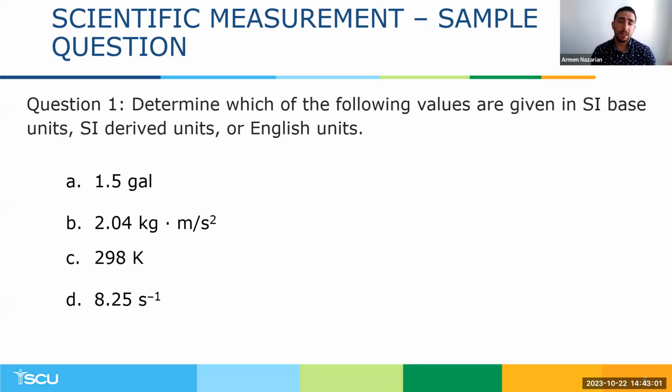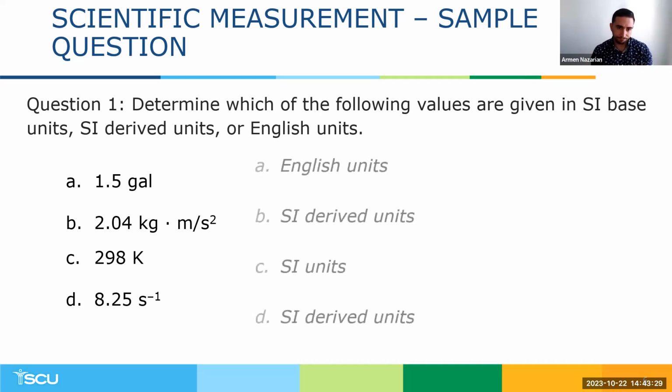There is Kelvin. Kelvin is the SI unit, which is also known as the absolute temperature. It is important to know the difference between Kelvin, Celsius, and Fahrenheit, and how you convert them to one another. And finally, we have seconds reversed. Again, as I mentioned in the previous slide, seconds is a base unit, but seconds reversed is the distortion of a base unit, which makes it a derived unit.